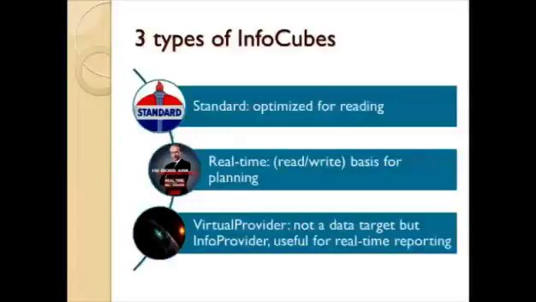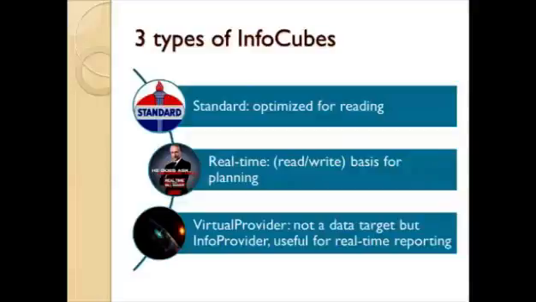Next, there are 3 basic types of InfoCubes in BW. The first is standard InfoCubes, and they are optimized for reading, okay, to provide data for reporting and analysis. But then we also have the second type called real-time InfoCubes. And this kind of InfoCubes are the basis used for planning purposes, especially for integrated planning, which we'll talk about in a separate chapter. Okay, so this kind of cubes can be used for both reading and writing purposes.